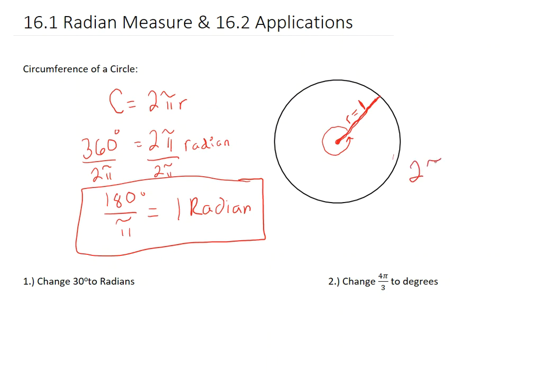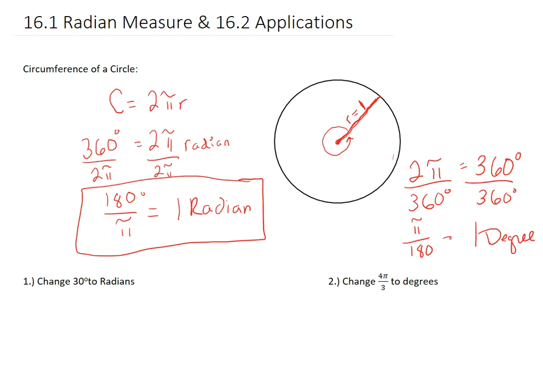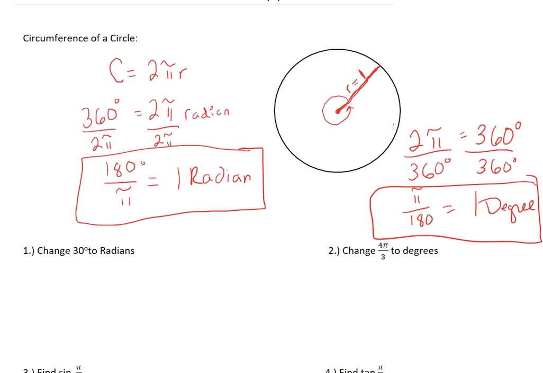And then going the other way, if I have 2 pi equals 360 degrees, and I divide both sides by 360, then 1 degree equals pi over 180. We're going to use these conversions to go back and forth when we need to at appropriate times. So I just did a couple of practice problems in your notes.